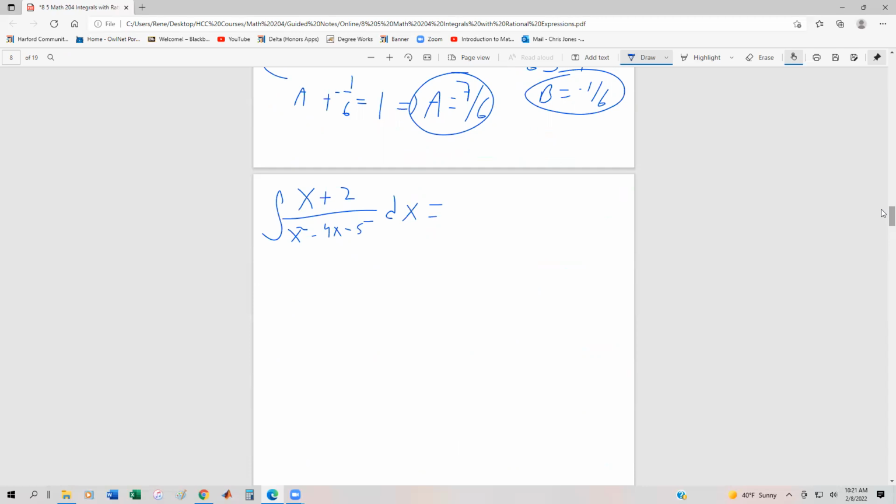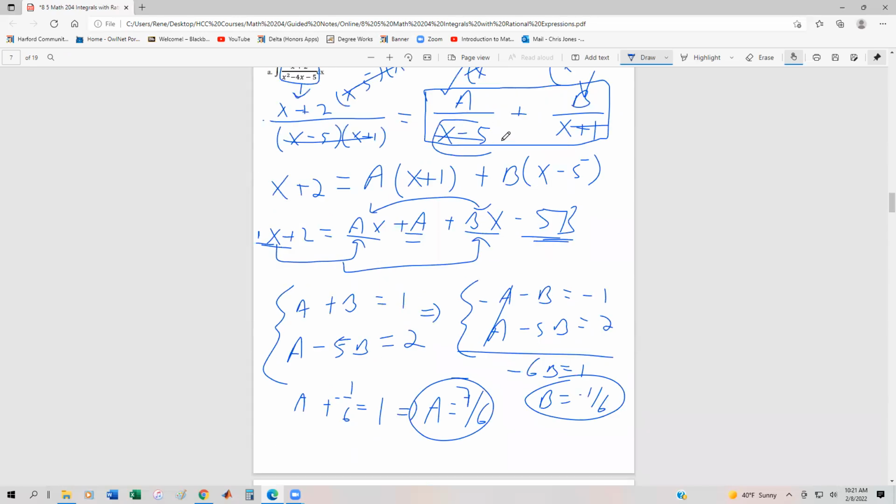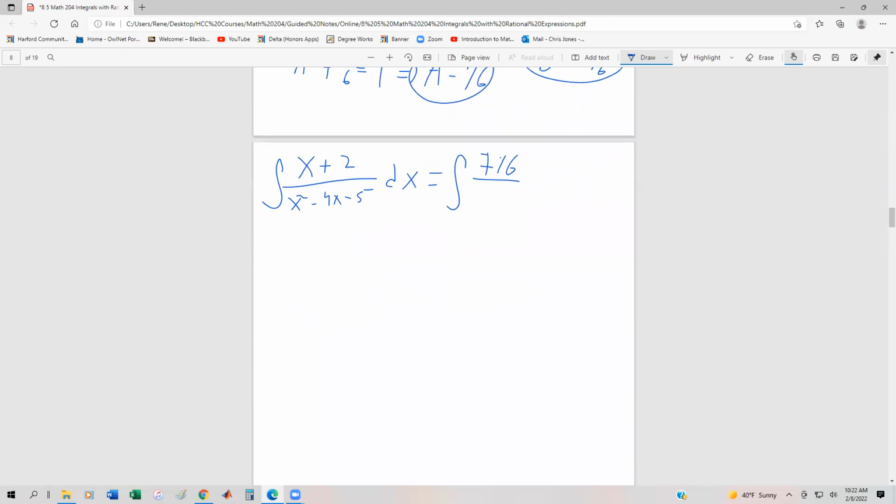dx, is now going to be equal to the integral of 7/6, which was a, divided by our x minus 5, and then negative 1/6 divided by x plus 1. So we're just using this as our partial fraction. Okay, so that's going to be 7/6 over x minus 5 plus negative 1/6 over x plus 1, and we have a dx in here, right?